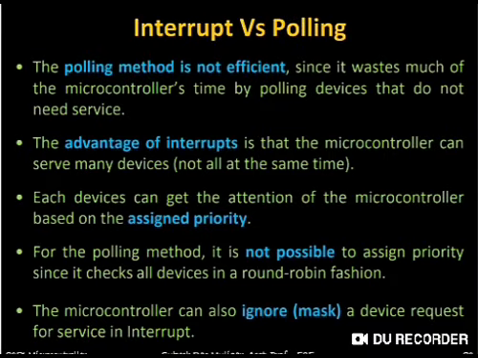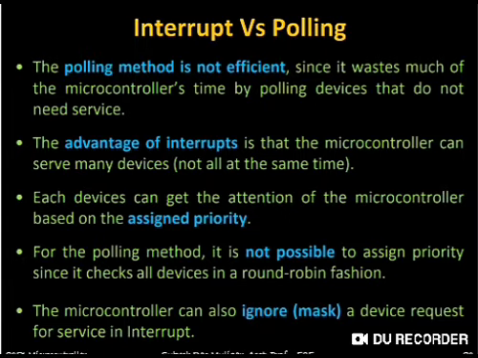Whereas the polling method actually wastes much of the time of the microcontroller, because each device needs to be monitored even though there is no request. So that is the only disadvantage of polling. Whereas interrupt is not like that. Interrupt will come only when there is a need. If there are n number of devices, the n devices will be monitored sequentially in the case of polling, whereas interrupt is not the case.